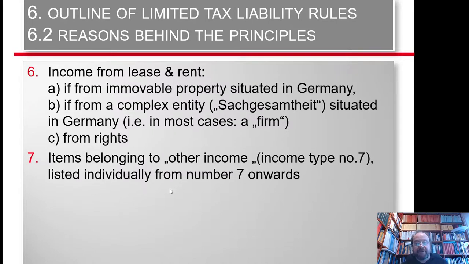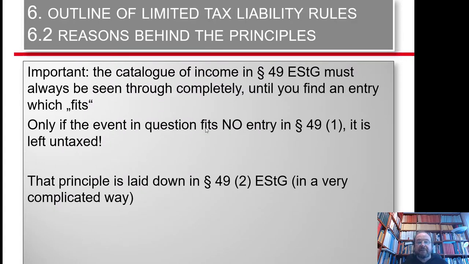And so paragraph 49, section 2 says, in a very, very complicated way, that the prevalence of the business income label over the other types of income only applies if that does not result in a loss of tax claims. So only when it is favorable for the fiscal authorities within limited tax liability, not if otherwise a tax claim would have to be denied because it is business income, but only business income of a foreign permanent establishment.